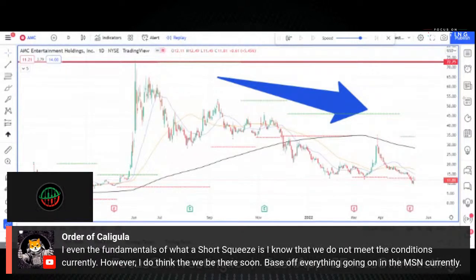So Olaf Kaliga says, I even the fundamentals of what a short squeeze is. I know that we do not meet conditions currently. However, I do think that we are there soon, based off of everything going on in the MSN community. In the MSN currently, what does MSN stand for? I'm not sure. All right.